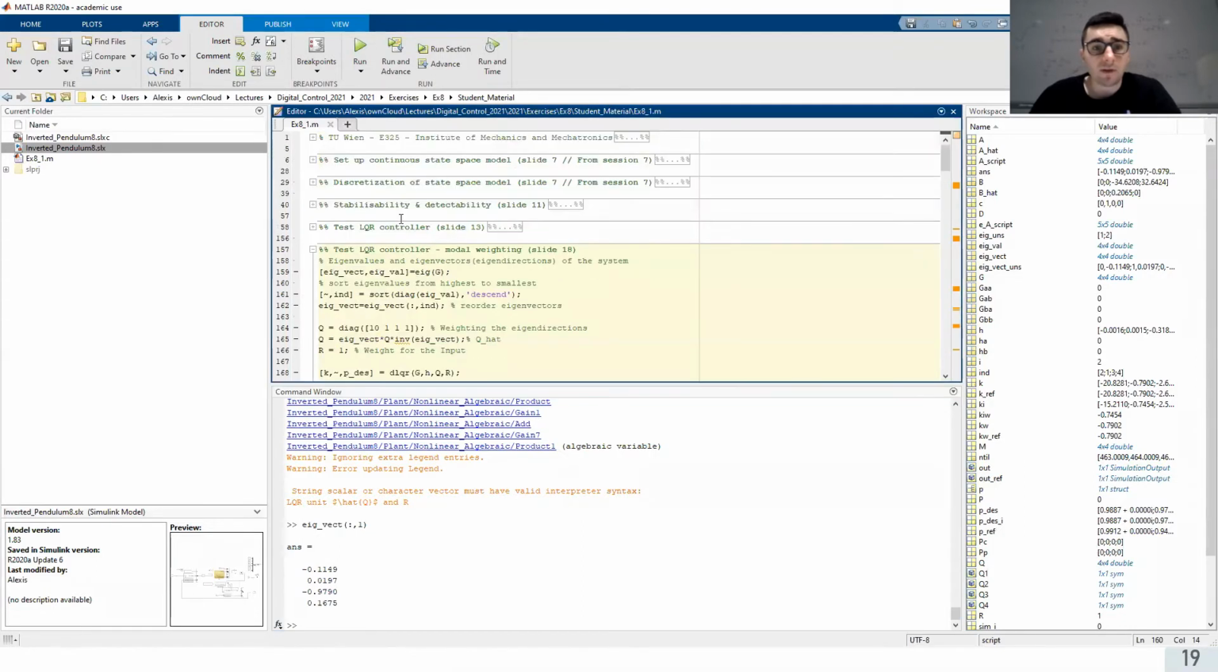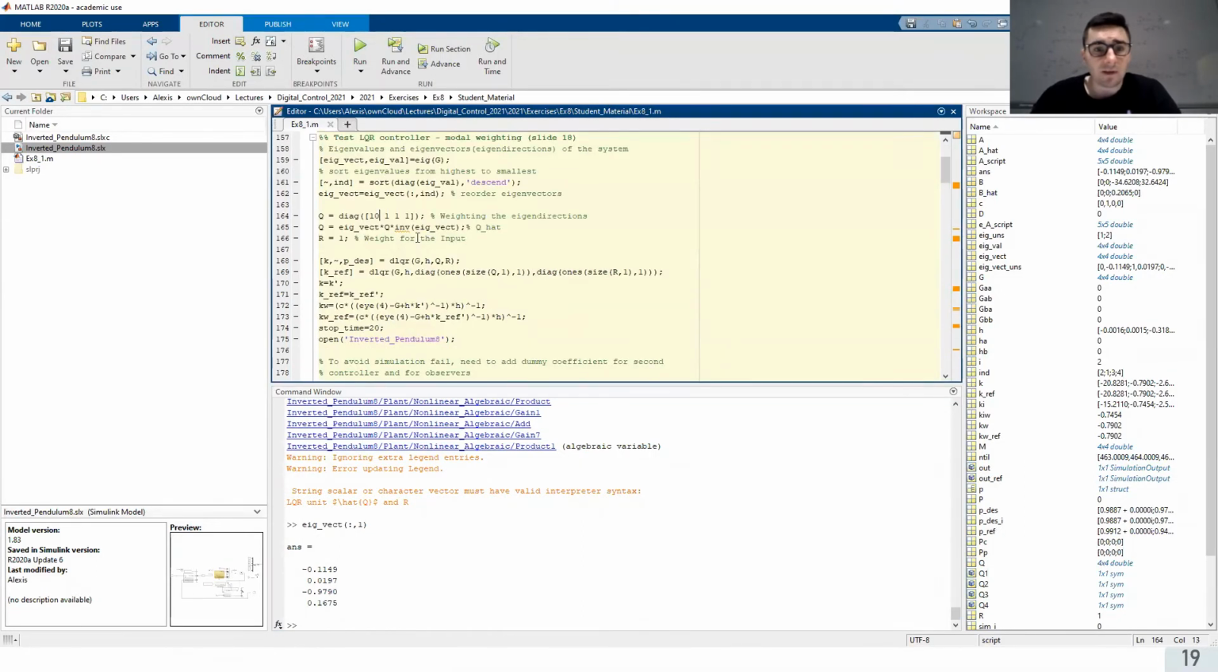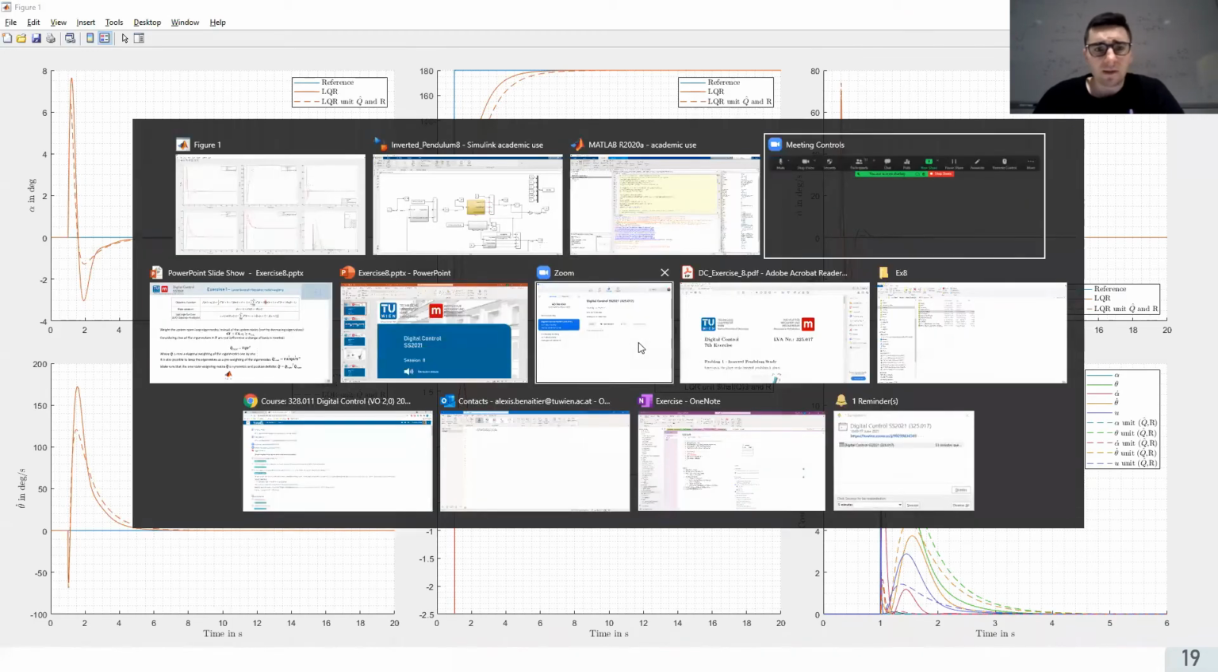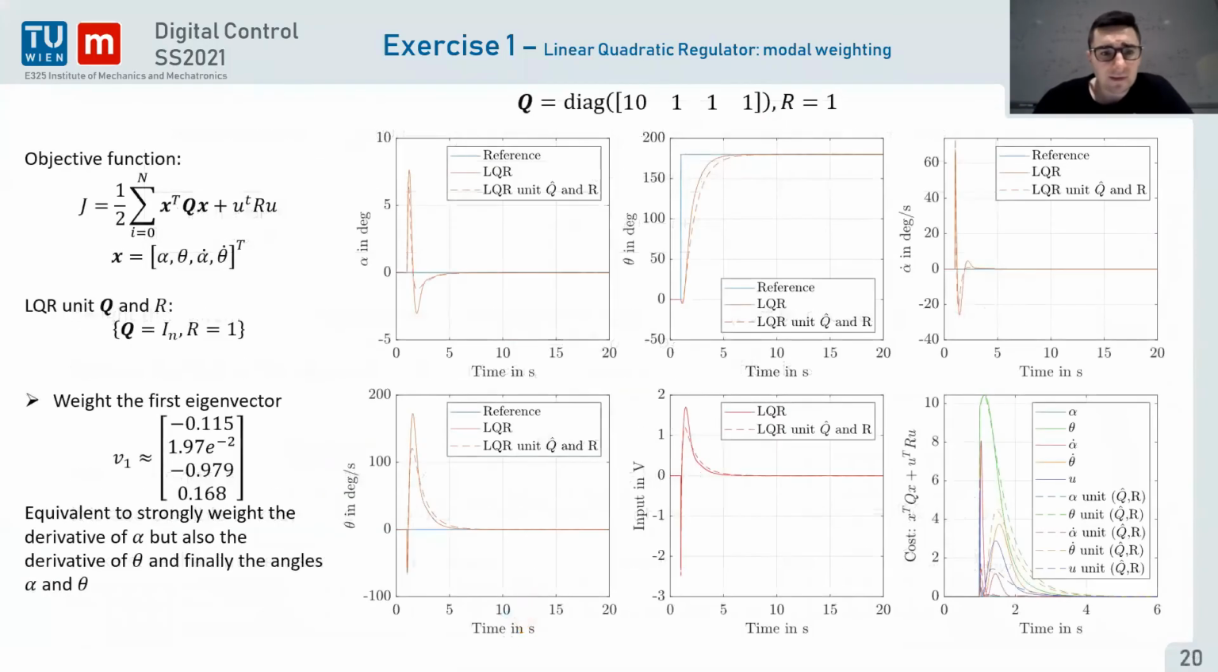You can also try to put even higher. Probably you can see any difference if it's going to work. So it's too much. Okay, it's too much weight. So in the PowerPoint, I think I did exactly the same. So yeah, I was also weighting the first eigenmode. And so it's equivalent to strongly weighting the derivative of alpha, and also theta. So it's mostly theta here.